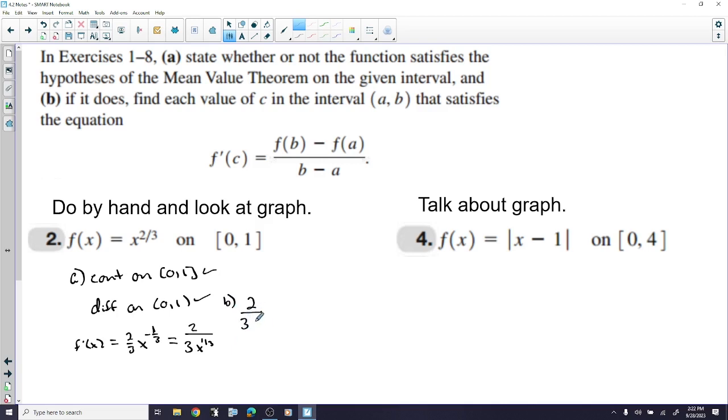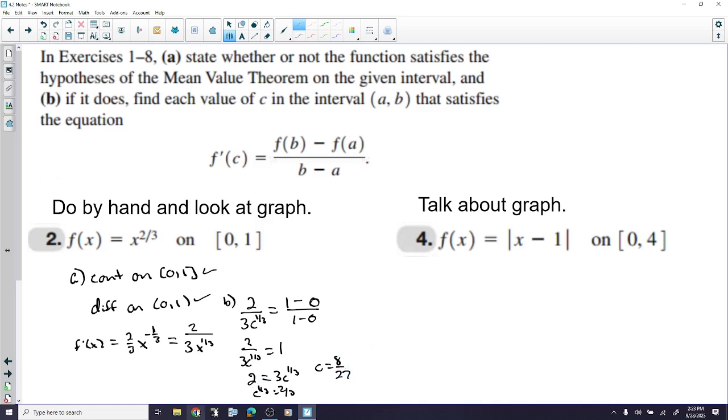2 over 3c to the 1/3 is equal to, let's see, f of 1, 1 to the 2/3 is 1, minus f of 0, which is 0, over 1 minus 0. So 2 over 3c to the 1/3 is equal to 1. Let's multiply this over. 2 equals 3c to the 1/3. So c to the 1/3 is equal to 2/3. And so c is equal to, I'm going to raise that to the 3rd power, 8 over 27.